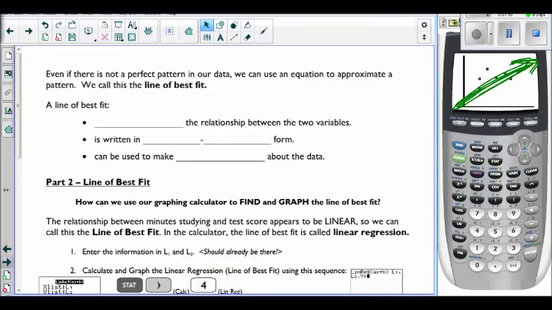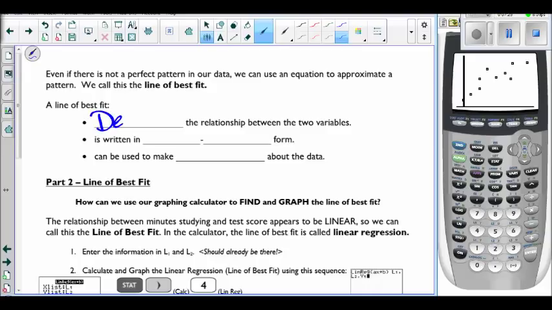Okay, now we're actually going to find the exact line of best fit. We don't want to just estimate what it is. We want to find the exact equation of the line. So, a line of best fit. First off, it describes the relationship between the two variables. This equation will describe it perfectly. It's written in slope-intercept form, which means it's going to look like this: y equals mx plus b.